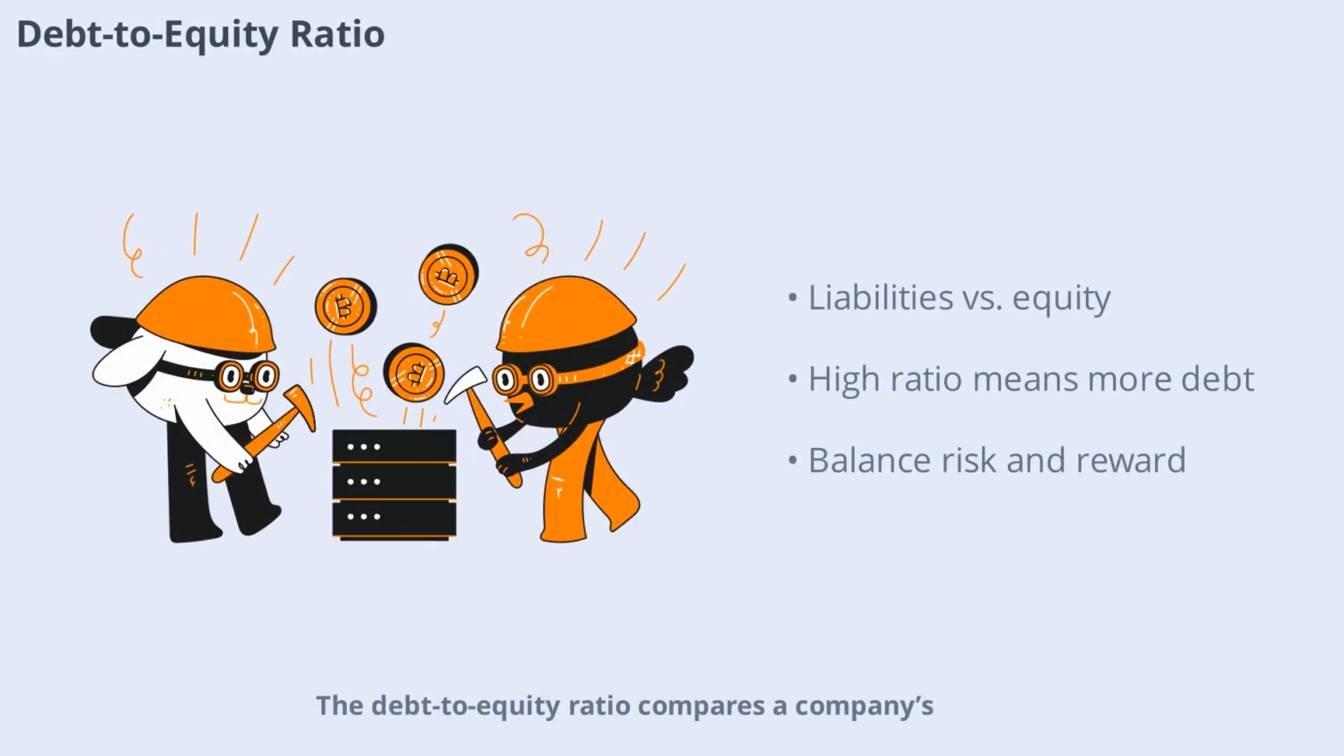Debt-to-equity ratio compares a company's total liabilities to its shareholders' equity. It's a key indicator of financial leverage. A high ratio means the company is using more debt, which can increase risk but also boost returns if managed well. This ratio helps you understand the balance between borrowed money and owner investment.